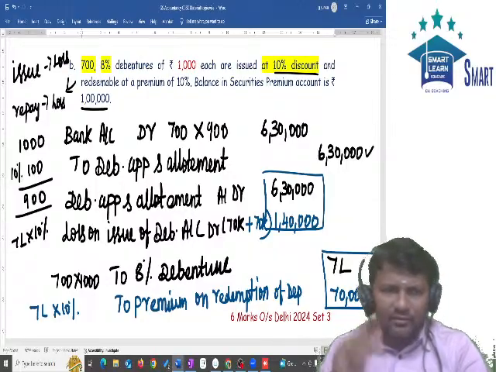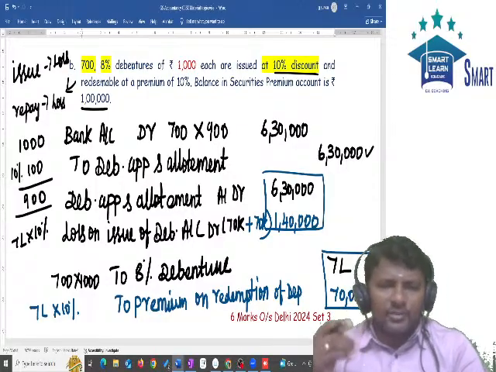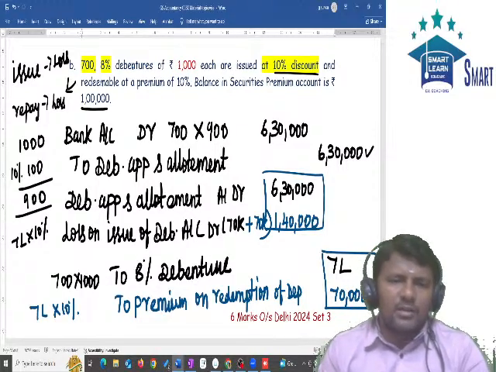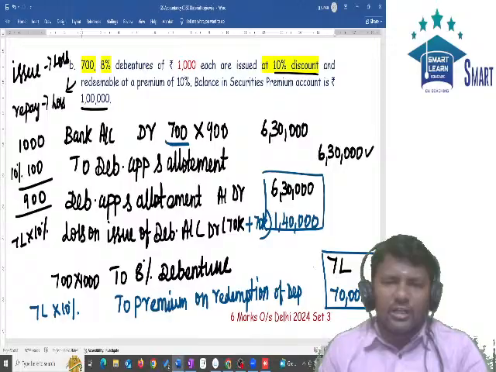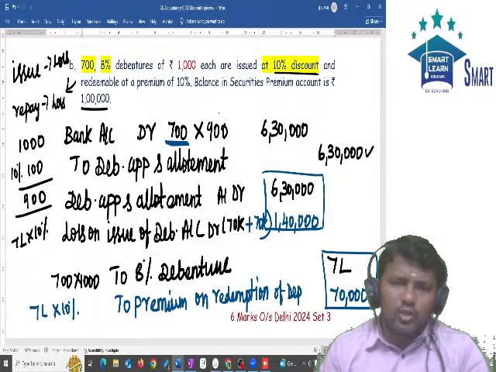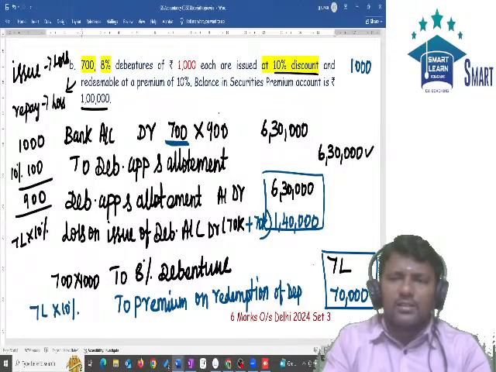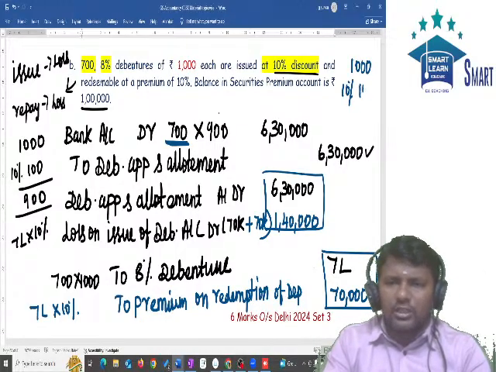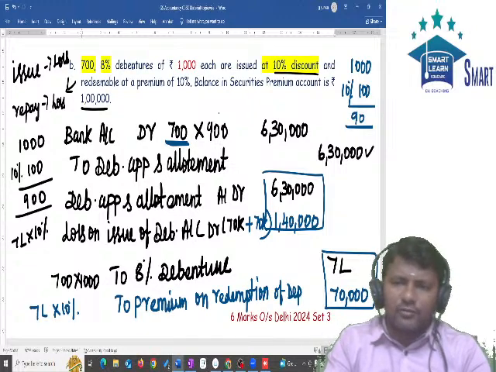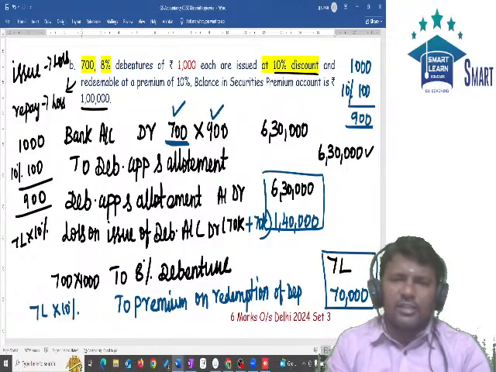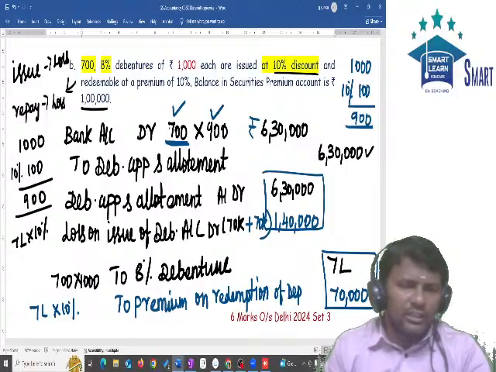I will tell again. First entry, bank to debenture application and allotment. How much is it? Total we have 700 debentures. What is the issue price? It is 900. 1000 rupees is the face value. Discount is 10%. 1000 into 10% comes to 100. 1000 minus 100 will give you 900. So 700 debentures at the rate of 900. 700 into 900 will give you rupees 6,30,000.